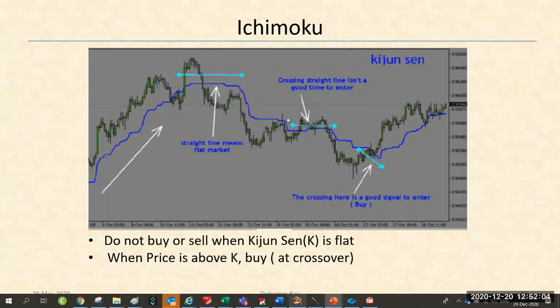Now this is the K line. A simple thing is that whenever this K line is flat, do not buy or do not sell. It is a whole decision. When the price is above K, buy at a crossover. So, for example, here is the typical buy signal. The price pierces the K line and goes above. So at that point, you can do the buy.